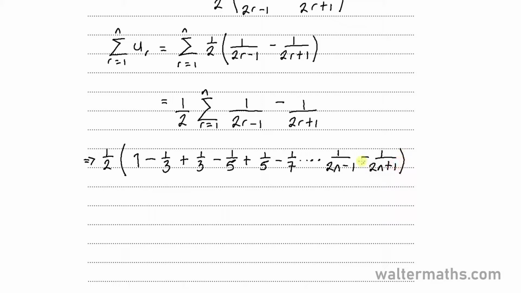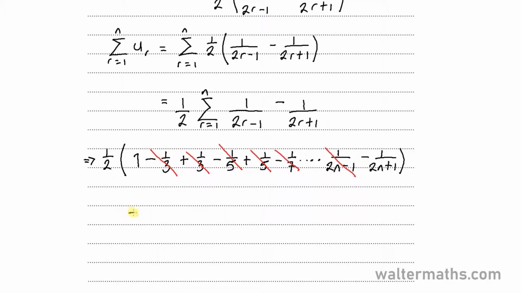Now, if you look at this series, you can see that all the terms that are in between add up to give us 0. Minus a third plus a third is 0. Minus a fifth plus a fifth will give us 0. Minus a seventh, we'll find another positive seventh to give us 0. And so will 1 over 2n minus 1. So we'll only be left with the first and the last terms.